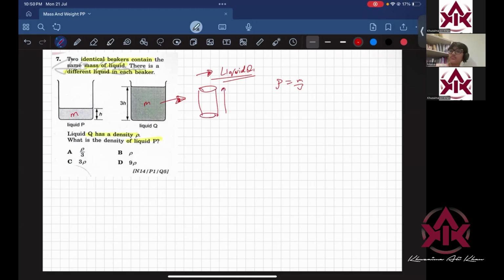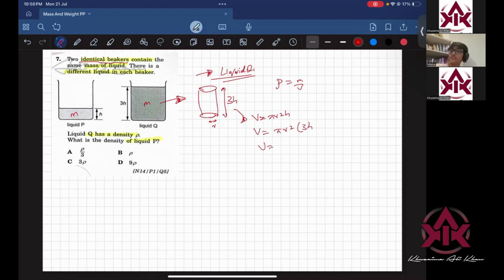Right, and this is the height of the container, which is given to you as 3h, and let's say this is the radius over here. Because the beakers are the same, we can assume that the radius of the beakers is going to be the same. It's r. So how can you find the volume of a cylinder? Volume is pi r square h. So let's put in the value of the height of the beaker here. It's pi r square 3h.